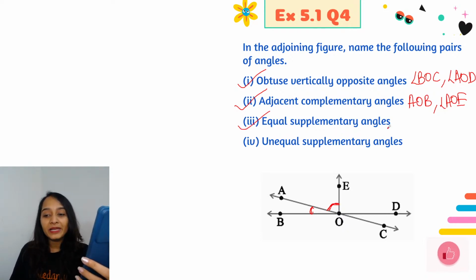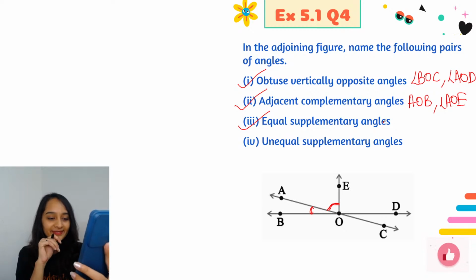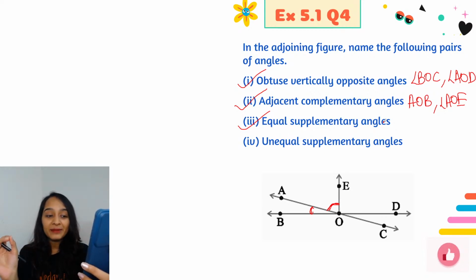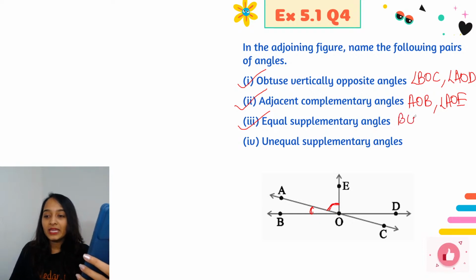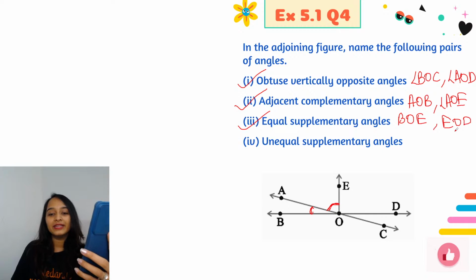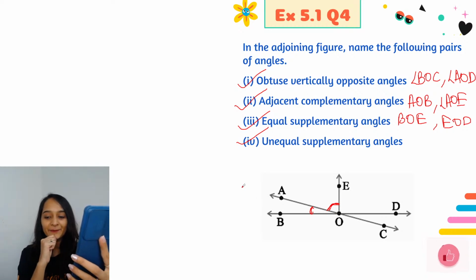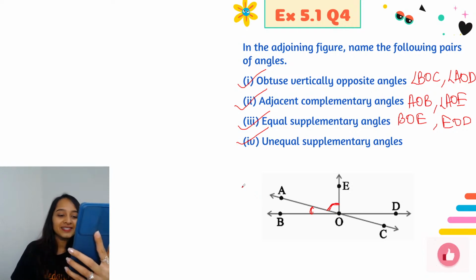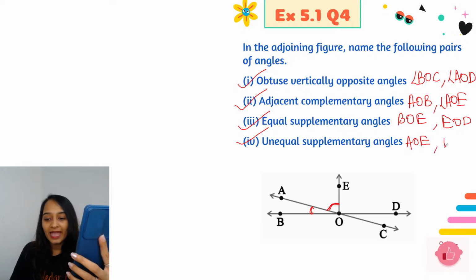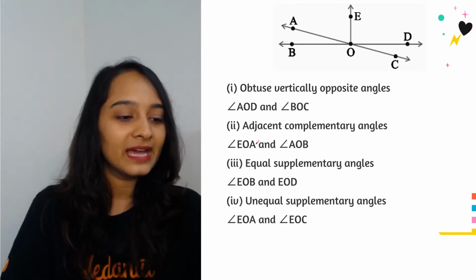Very good. Equal supplementary angles. Yes, Srihita got it right. It's BOE and EOD. They are supplementary. Very good. Unequal supplementary angles. Can somebody say that? Unequal but supplementary. Awesome. Dhanashri got it right. AOE and EOC. Very good. Very good, everybody. Very well done.